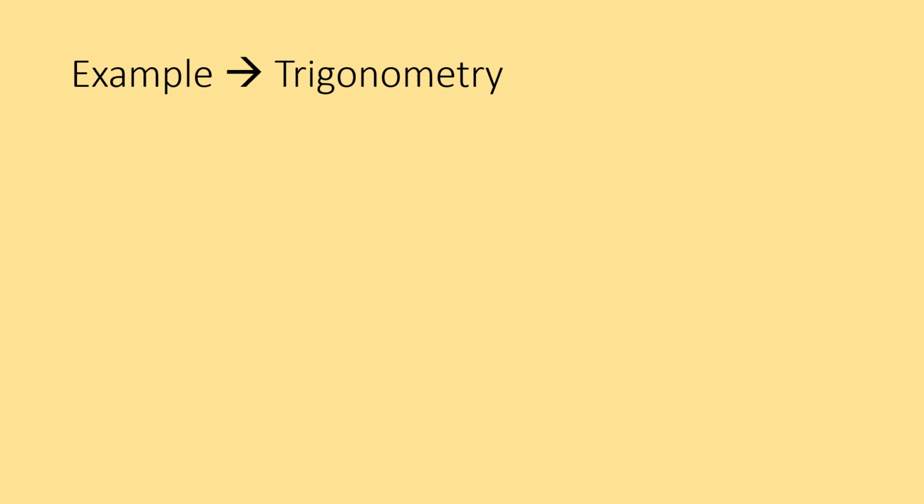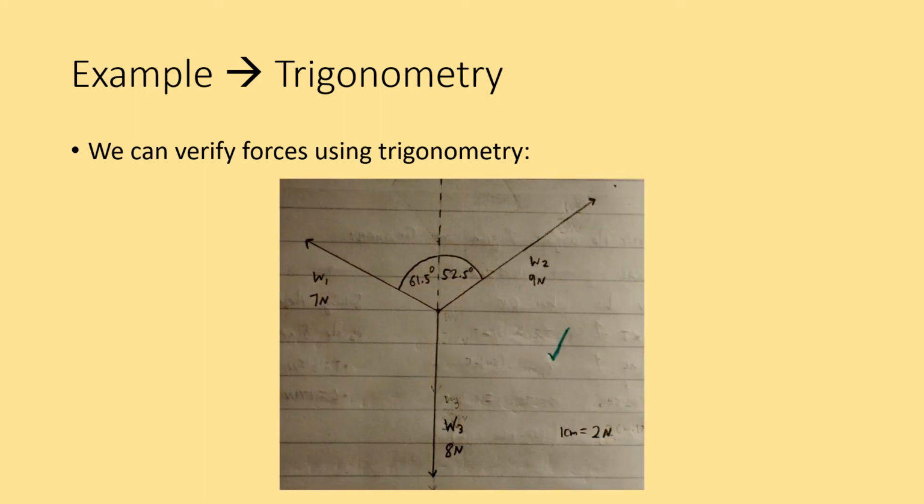And now let's look at the same example using trigonometry. And we're using the trigonometry to verify the forces. Remember, we know all 3 forces. They're 7, 9, and 8. So we're using this to just verify that we've got the correct answer. So if you have a look at this scale drawing, you have W1, 7 newtons, 61.5 degrees away from W3, which is 8 newtons, and W2 is 9 newtons at 52.5. And it says at the bottom that 1 centimeter is 2 newtons.